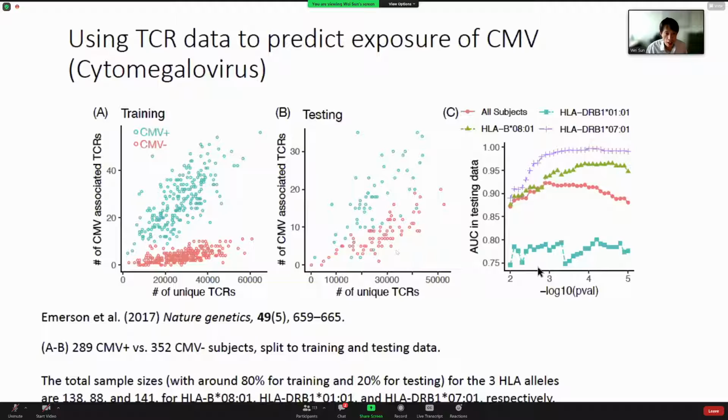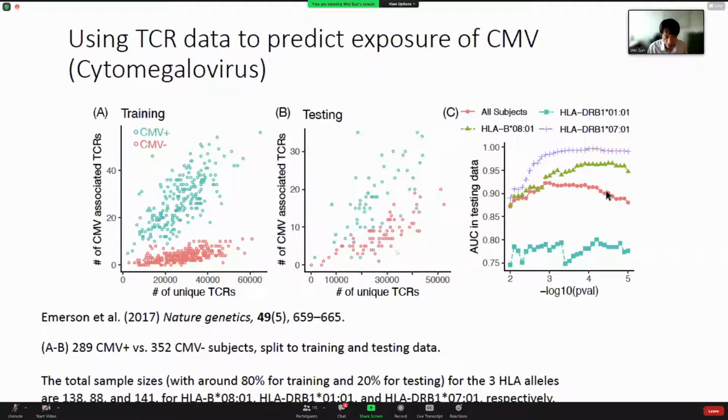The right one is if you look at all individuals. The p-value we use here, I think, is 0.001, corresponding to a point here. So if you just look at the red curve, that's kind of as expected. If you have a more liberal p-value, 0.01, you get more disease-associated TCRs, and the AUC is a little bit lower. And if the p-value is too strict, you don't have many TCRs left, and then it goes down.